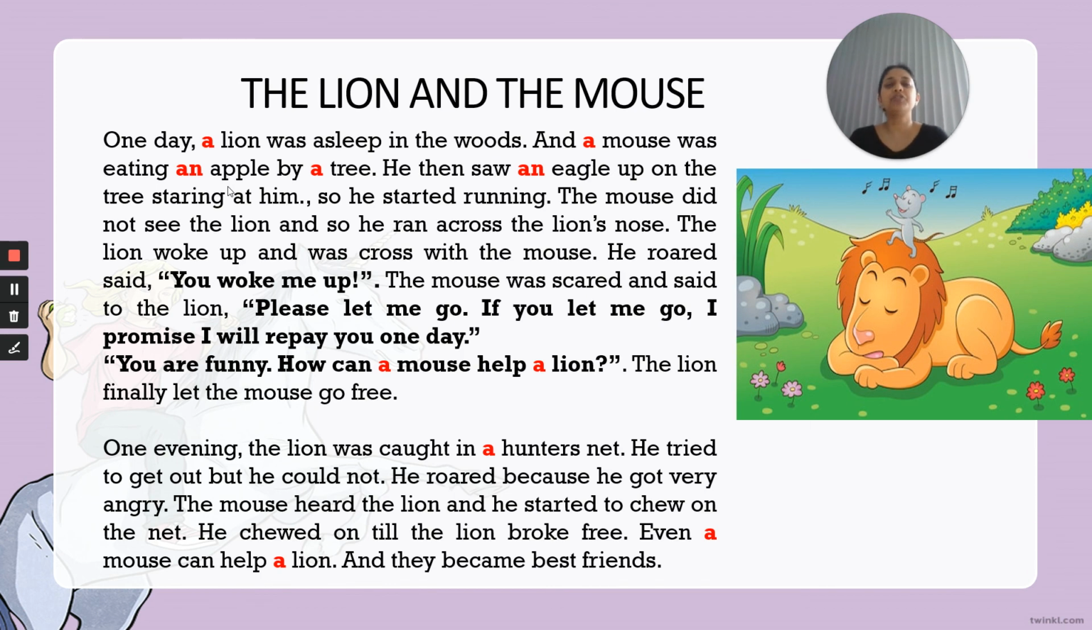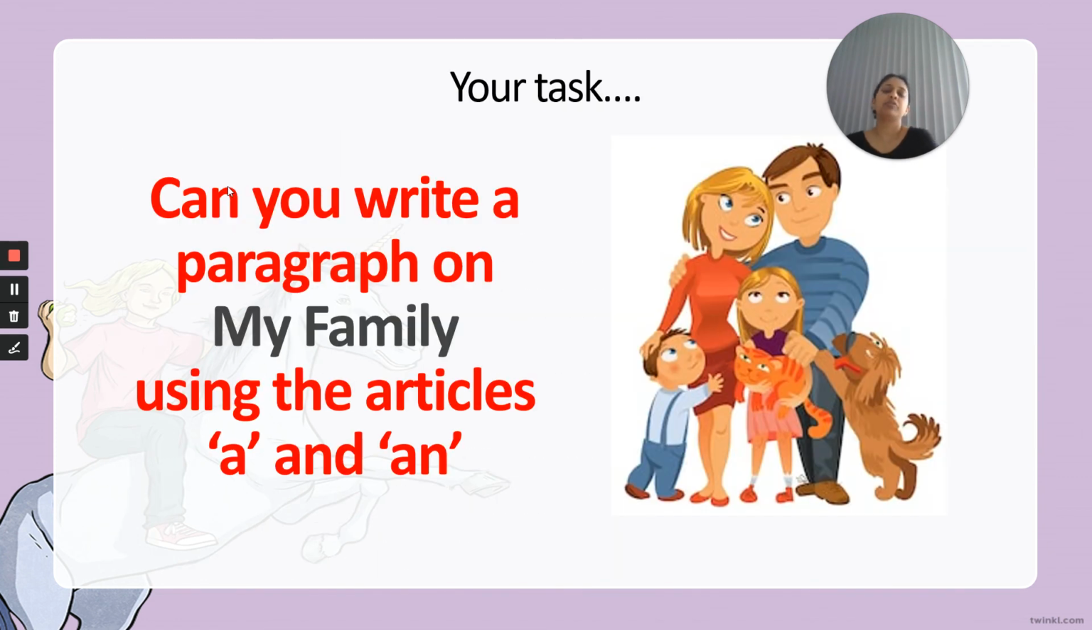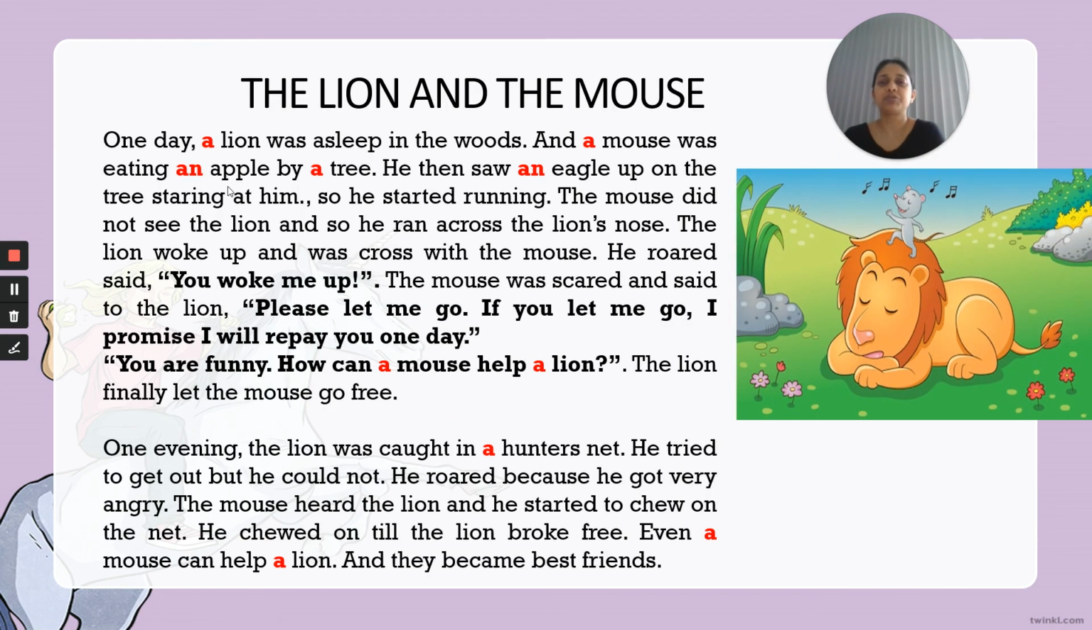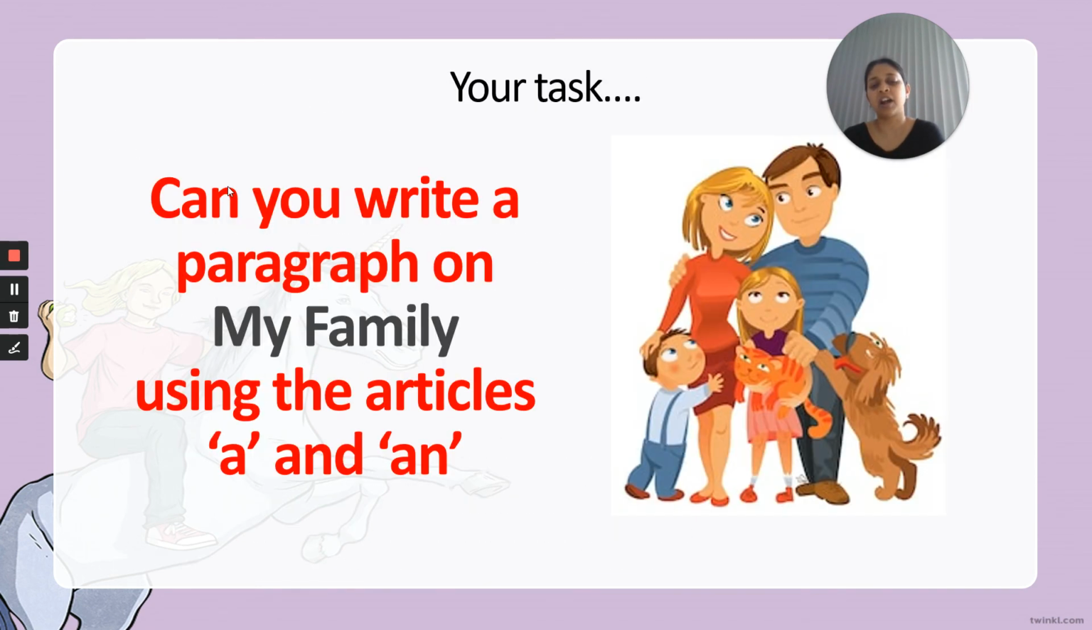So what I would like you to do for your task today is, below your work, write a paragraph on your family. So you will label your paragraph as My Family, and you'll have to use the articles a and an. So in my story here, I've written two paragraphs, but I would like you to do just one. It can be however long you want it to be, but make sure you use articles a and an.